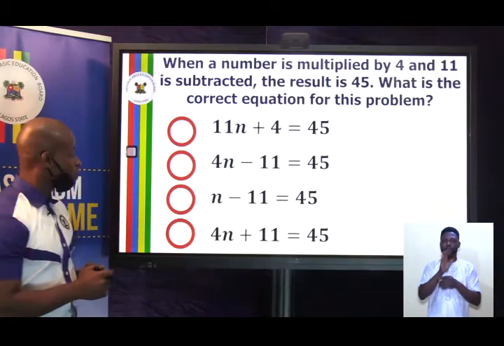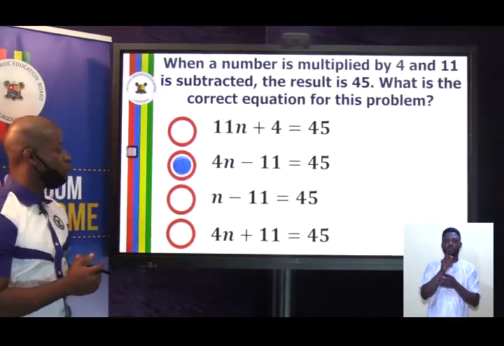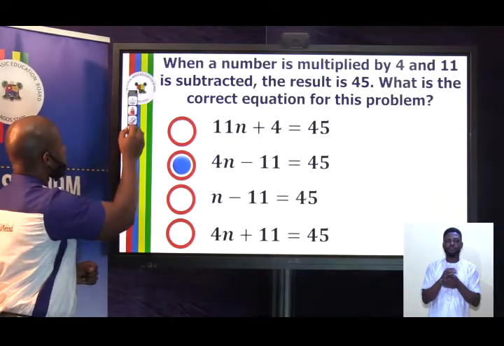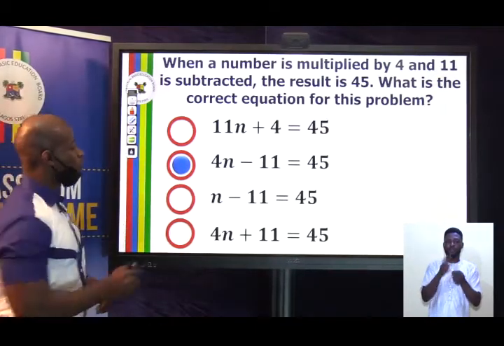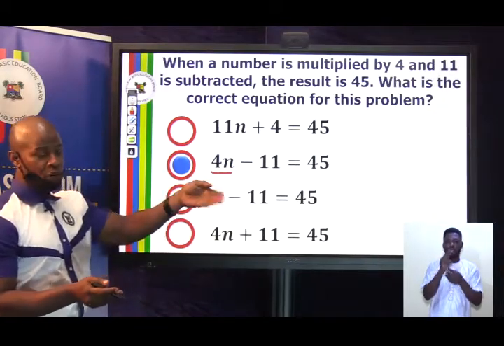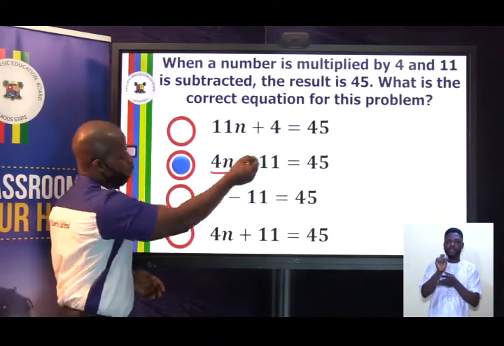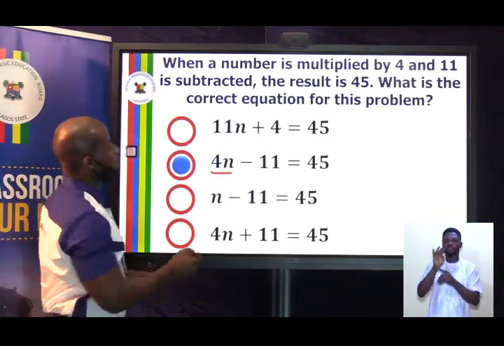You should have your answer right about now. Let's see what that answer is. Yeah, it's this one, 4n minus 11. Let's see how it goes. If a number is multiplied by 4, and that is 4 times n, we don't know the number, so we say 4 times a number, 4n, and 11 is subtracted, that is 4n subtract 11, the answer is 45.